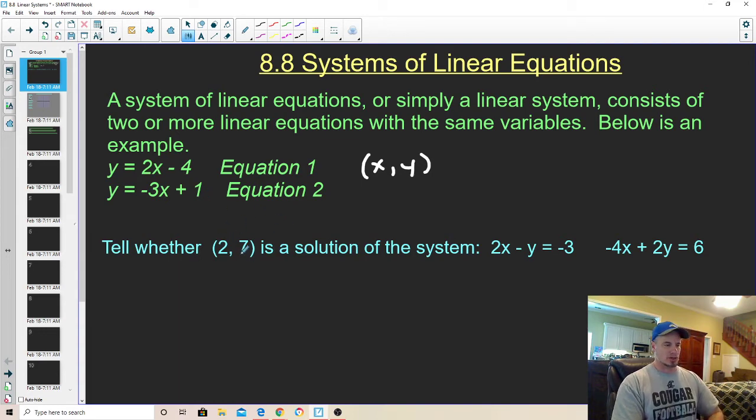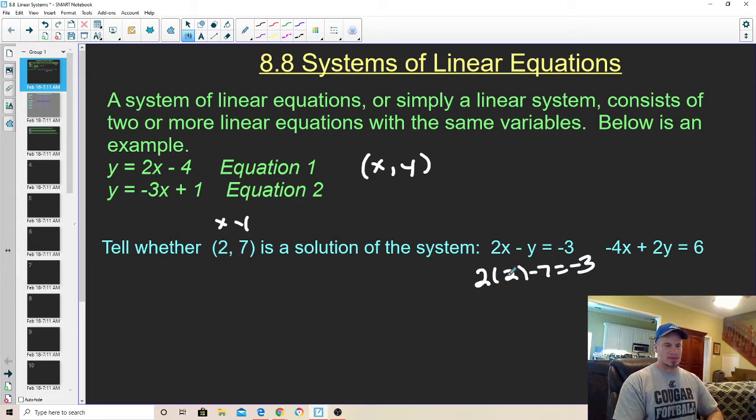So look at this first one. Tell whether (2, 7) is a solution. What it's asking is tell whether this point, this xy value, works in this one and makes this true and makes this one true also. If it makes both true, it's a solution to the system. So what you have to do is just substitute. Okay, x is 2, right? y is 7.